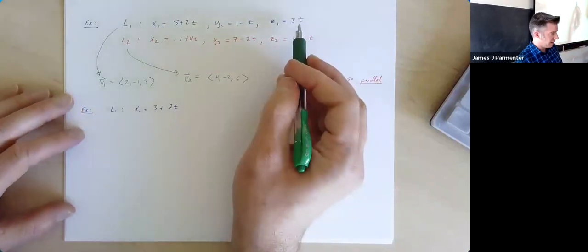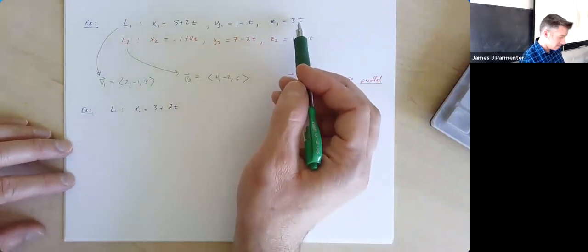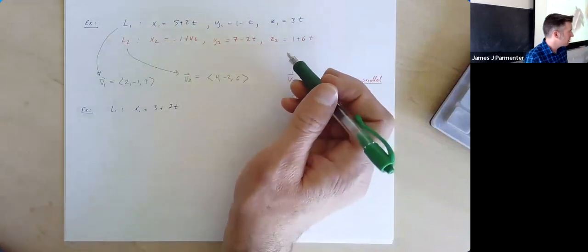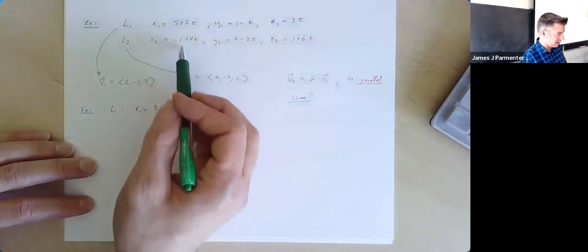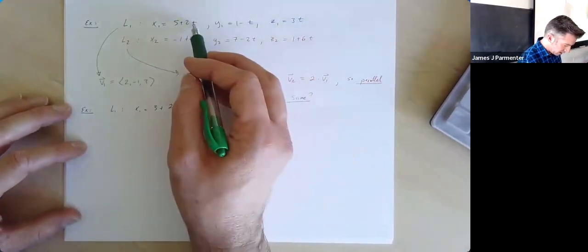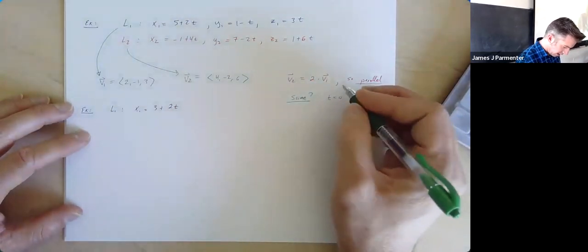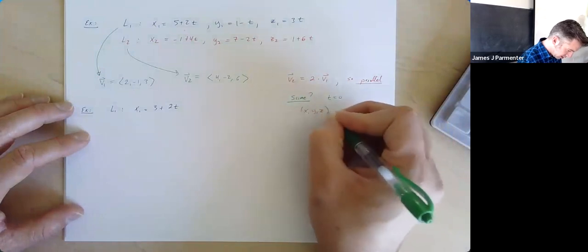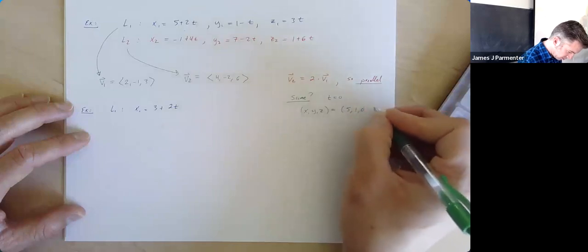I would pick something easy like t equal to 0. Oh, I did the thing that I said I shouldn't do. I mean, it's not that bad. You should be careful. I knew these were going to be parallel, so I used t in both cases here. But whatever. So how do I know they're not the same line? Well, if I plug in t equal to 0 in the first equation, I get the point x, y, z equal to 5, 1, 0.